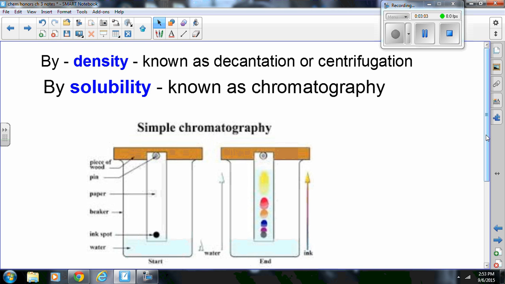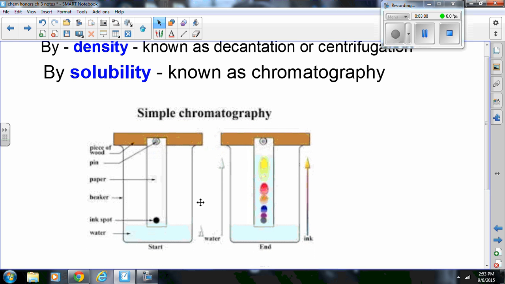Another method that you will use is chromatography, and this is based on solubility. So you'll actually be separating different food dyes, and as you can see in this picture here, different colors travel up the chromatography paper at different rates, and you'll be able to measure that. So they're basically dissolving on the paper and then traveling up by capillary action. So this is a technique you will try.